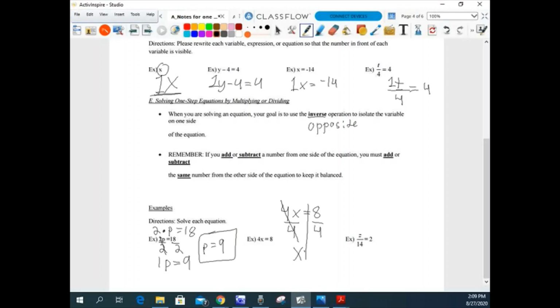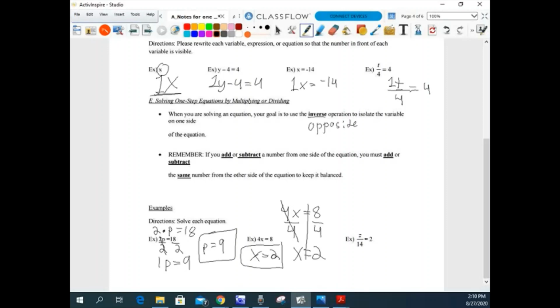Let's rewrite the equal sign next to that x. 8 divided by 4 is 2. And then x equals 2 is our answer. Let's move on to this next one.